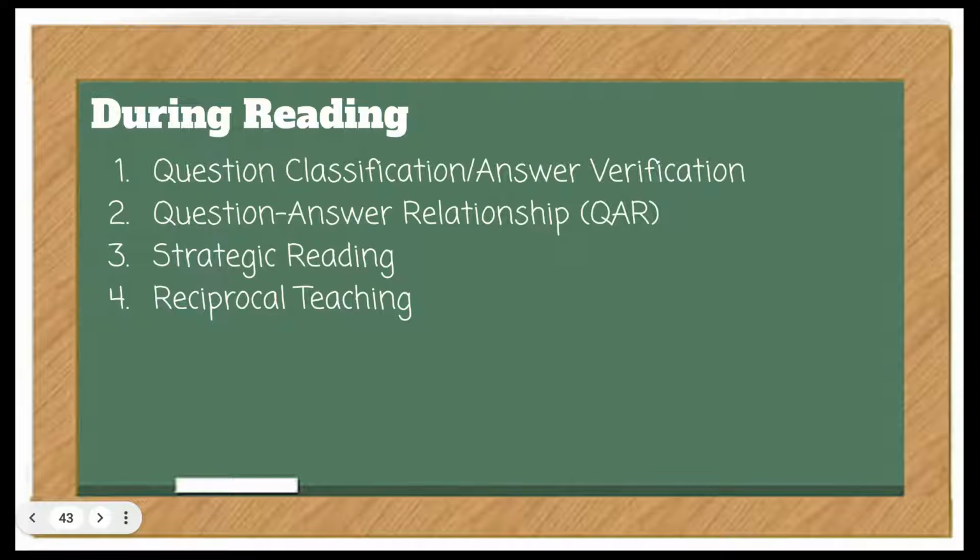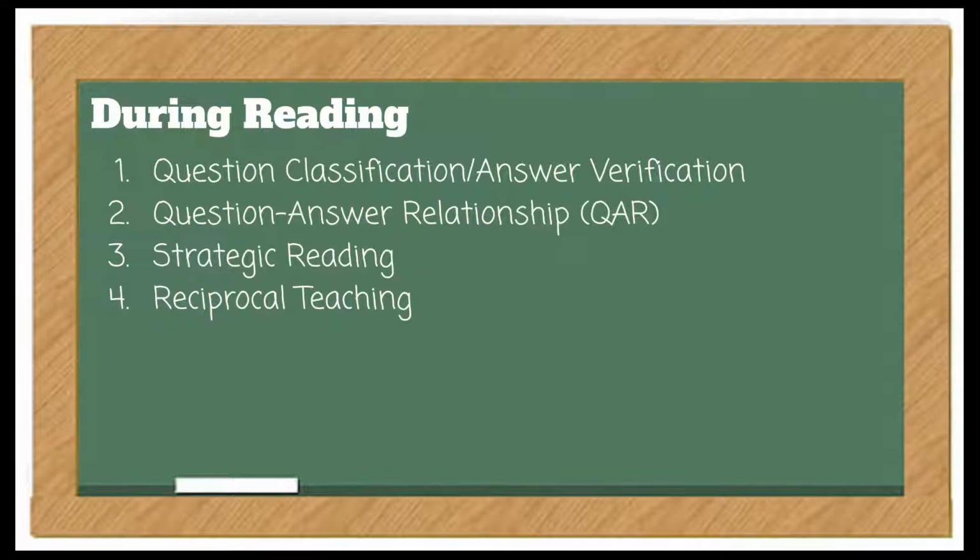And finally, the last strategy is called reciprocal teaching. This particular approach follows the gradual release of responsibility model. And this is where students are going to be predicting, generating questions, clarifying, summarizing, and the teacher will model each of these strategies. And then over time, the students will assume more and more responsibility. Again, it's a gradual release.